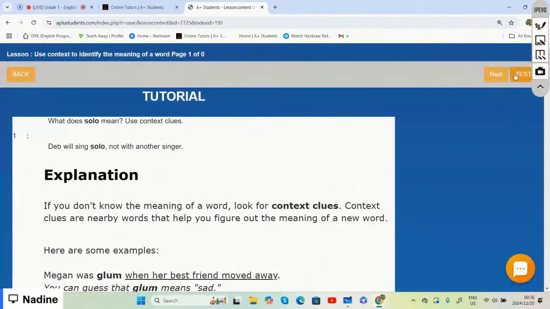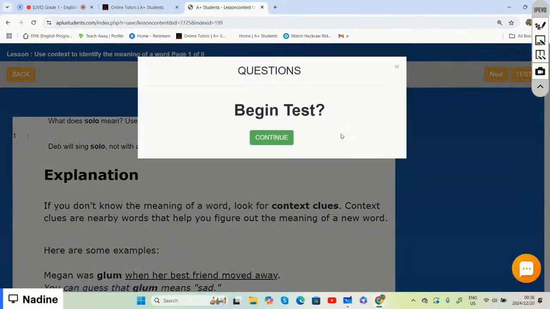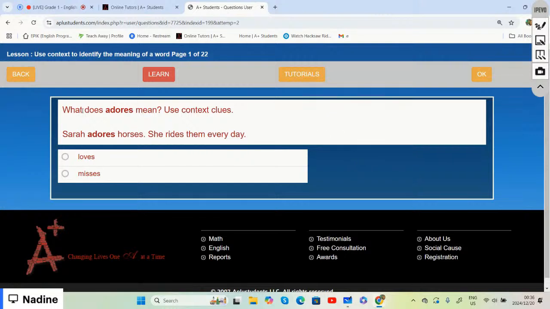All right, so now we're going to a test where we're going to use context to identify the meaning of the word. So we need to say, what does adores mean within the sentence? It says Sarah adores horses. She rides them every day. So Sarah adores horses. She rides them every day. What do you think adores is? Is it option one, loves horses? Or is it option two, she misses horses?